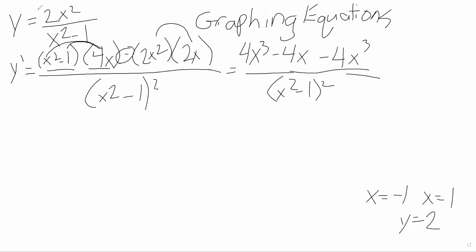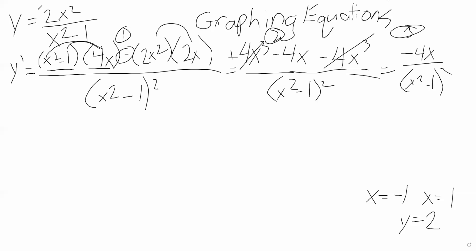And look at that. If you notice, we have a positive 4x cubed here and a negative 4x cubed here. So we can go ahead and we can continue to simplify. And that's going to happen a lot for what we do, is we're going to have something on the top or something on the bottom that's going to cancel out. So always make sure as your third step, if your first step is finding this, your second step is simplifying this, your third step should be to cancel out. So we can cancel this out with this, and we're left with -4x over x squared minus 1 squared. Okay, that is our first derivative.